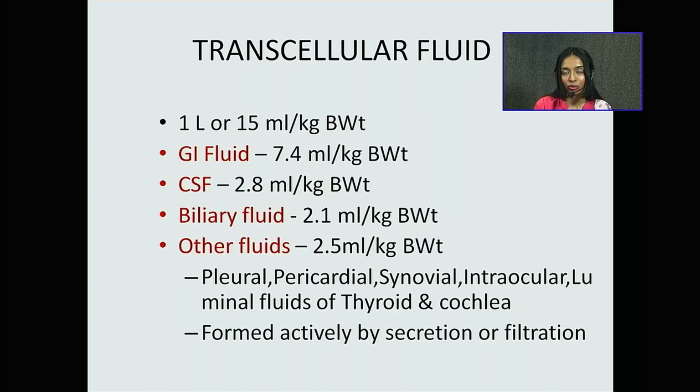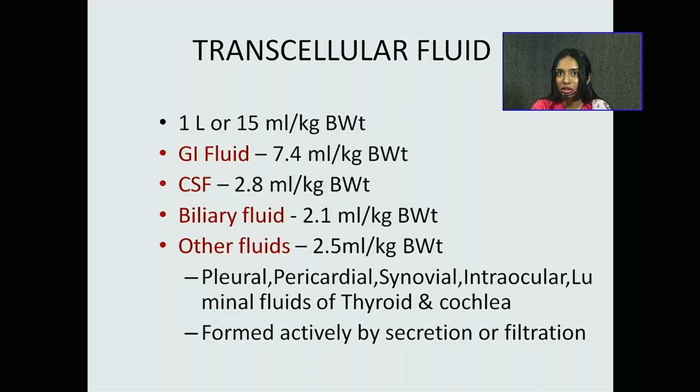So now the next is the transcellular fluid. It is 1 liter or 15 ml per kg body weight. It comprises many types of fluids like GI fluid, CSF, biliary fluid, and other fluids. So the fluid is divided into all these types.